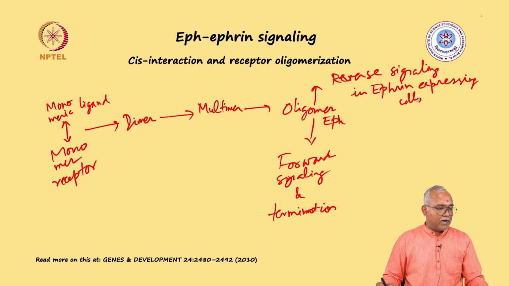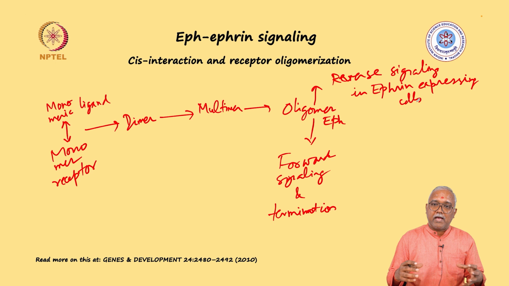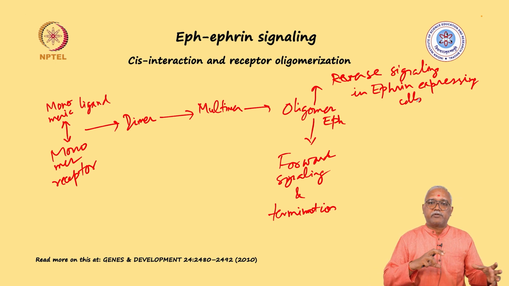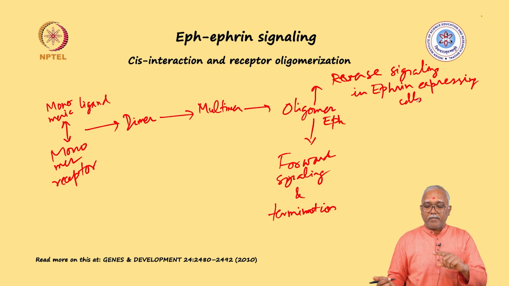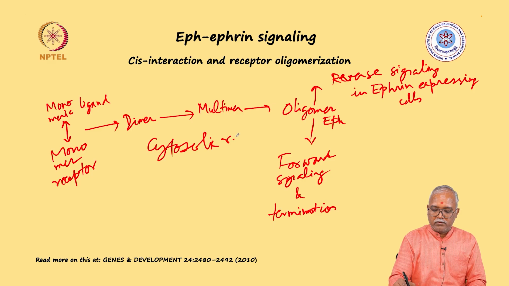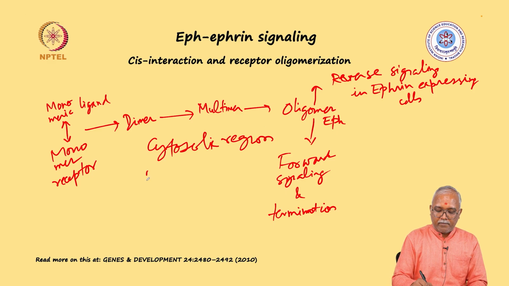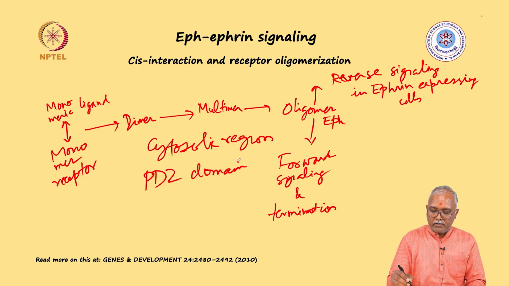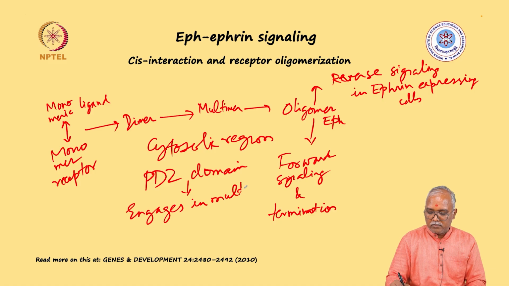So what you understand is that these clusters are signaling and there is a lot of movement happening inside the cell. One of the domains found in the cytosolic region is called the PDZ domain. This engages in multiple protein-protein interactions.